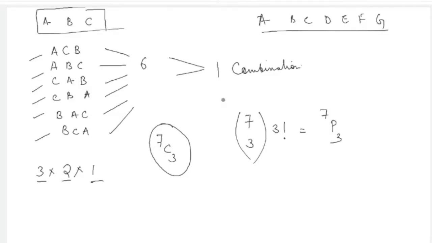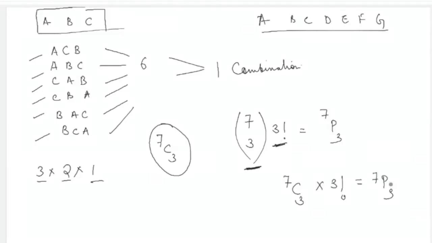Out of these 7 individuals you can form combinations of 3 individuals in these many number of ways, that is 7C3. This team of 3 individuals could further be arranged in 6 ways, which is 3 factorial ways. और जब आप इन number of combinations को 3 factorial से multiply करोगे, then you will get nothing but 7P3. So combination and permutation are related in this manner.